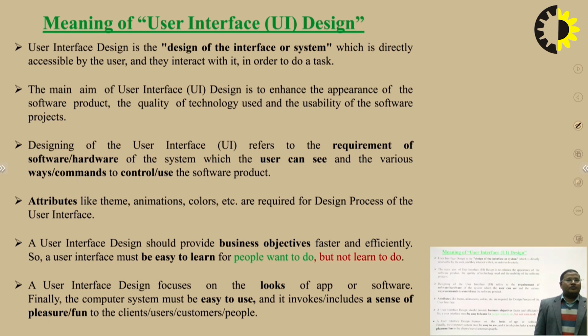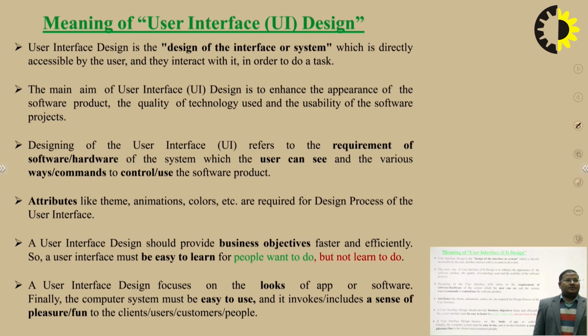Firstly, I'm going to discuss the meaning of user interface design. What is the meaning of user interface design? It is basically the design of the interface or system which is directly accessible by the user, and they interact with it in order to do a task. The main aim of user interface design is to enhance the appearance of the software product. By using good interface design, we are providing a good appearance of the software projects. The quality of technology used and the usability of the software projects are also determined by good user interface design.